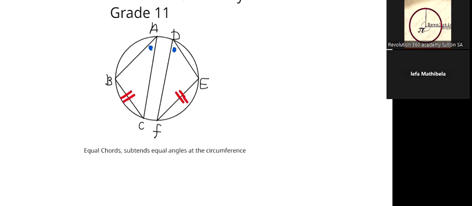I'm trying to say, if the length of BC is equal to the length of FE, what will happen? Then angle A is equal to angle D.